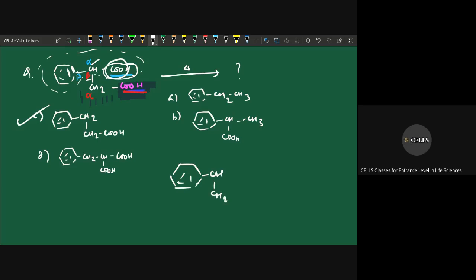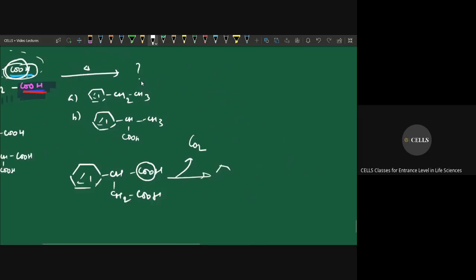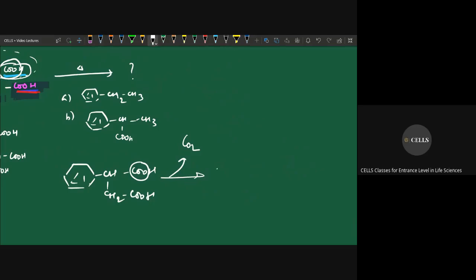So this is CH2COOH, and this is COOH. So this CO2 will be released, and this will be formed like this. This H will bind over here, CH2, the rest will remain the same.